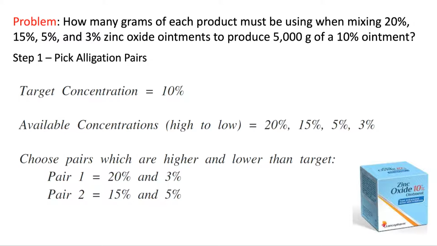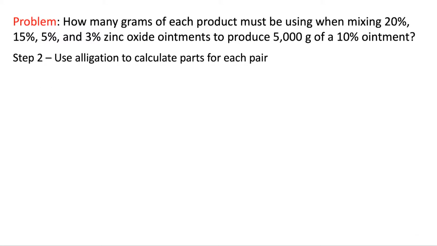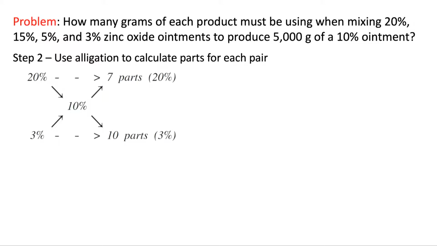So now that I've chosen my pairs, I need to go ahead and perform the alligation. So let's set up the alligation for each pair, and I'll do this one at a time again. For my first alligation pair, I'm setting my high concentration on top. So there's my 20% on the upper left. Directly below that and down a ways, I have my 3%, my low strength. And then in the middle to the right, I've set my target, which was 10%.